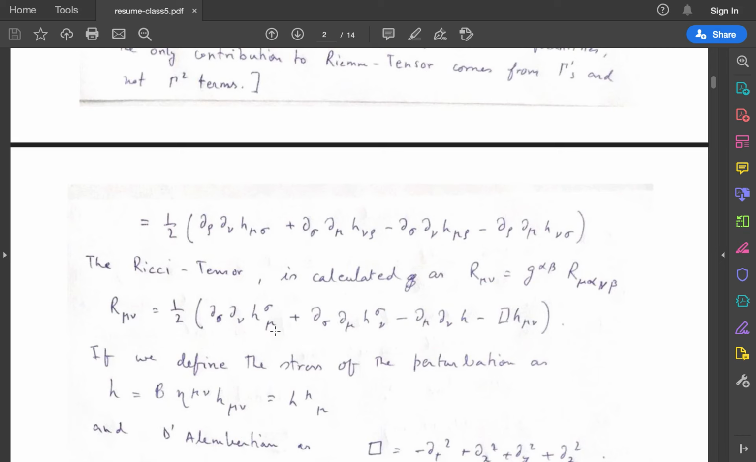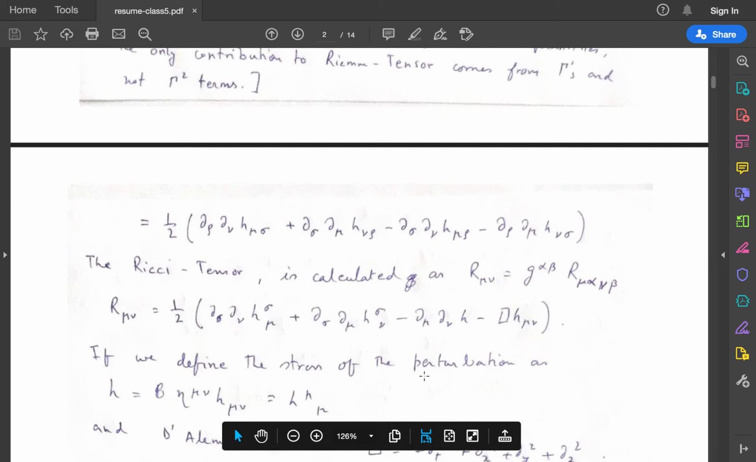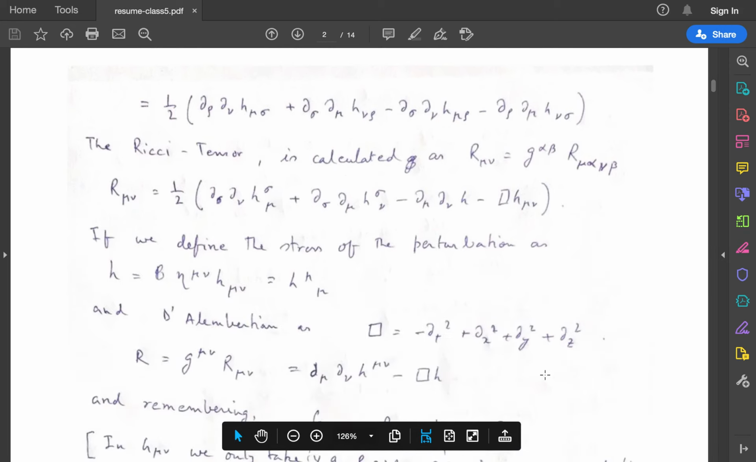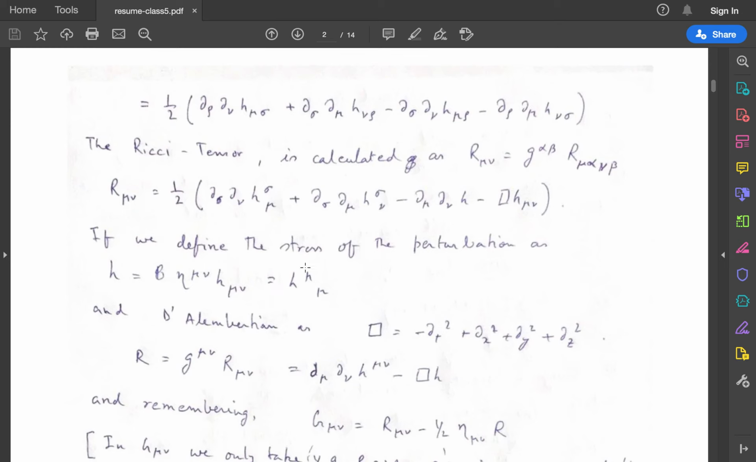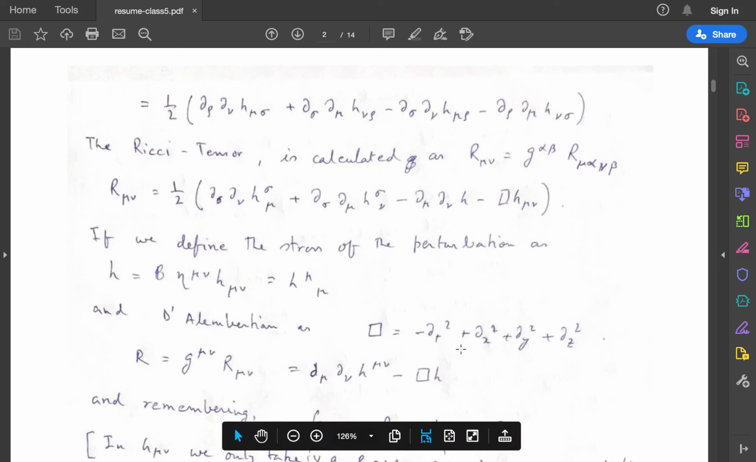Okay, and if we define the trace of this perturbation as h, which is nothing but eta mu nu h mu nu, equal to h mu mu, which is this diagonal form. Then we have the d'Alembertian, this box, which is nothing but minus del t squared plus del x squared plus del y squared plus del z squared. Okay, then I can write this in a more elegant way, but we don't need to do that.